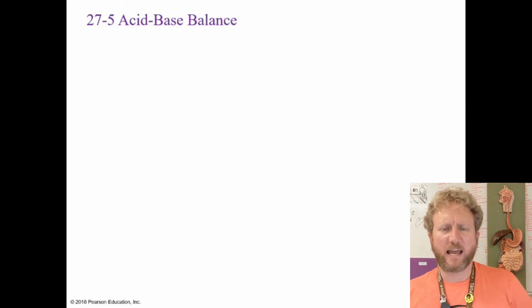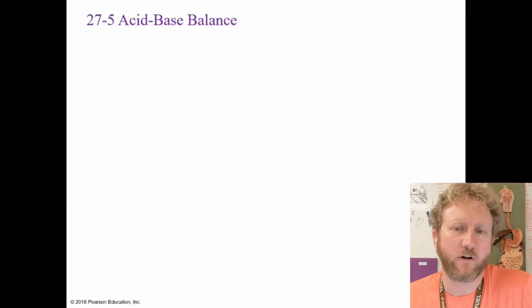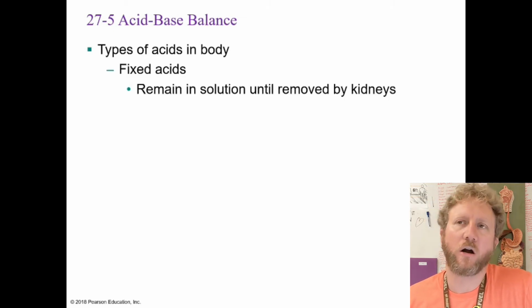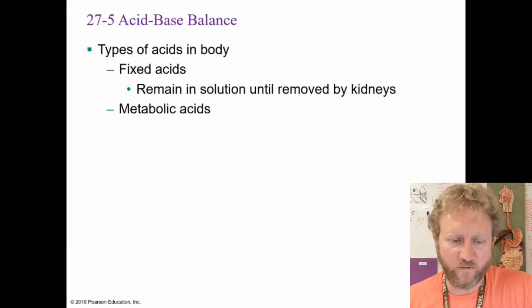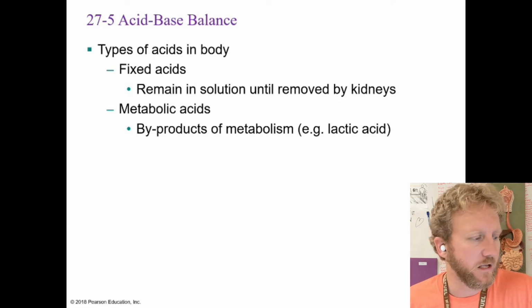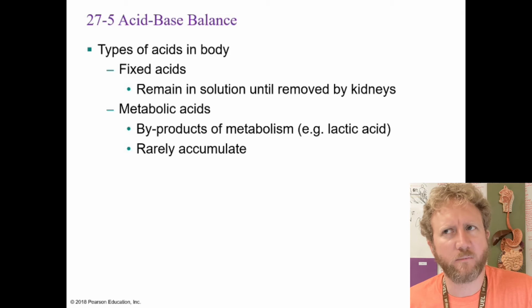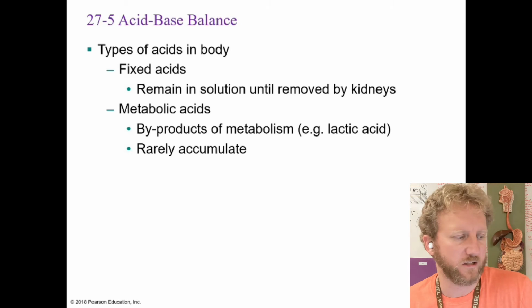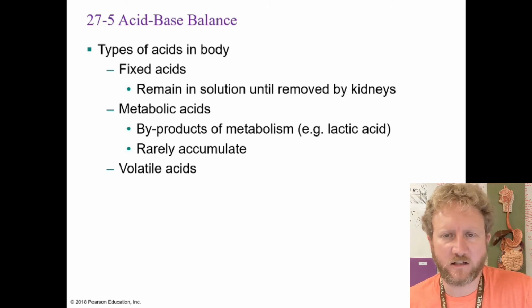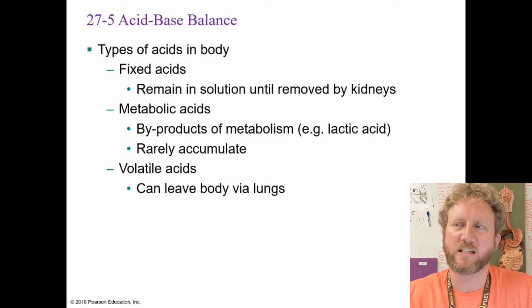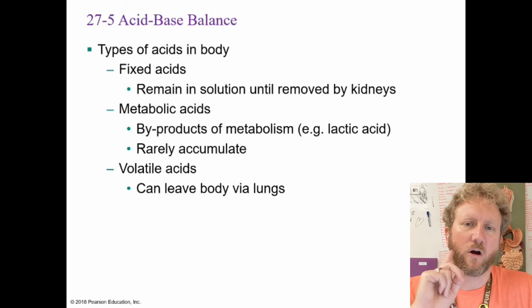All right, so when we're talking about acids, we can talk about 3 different kinds. We can talk about fixed acids, which are acids that remain in solution and have to be removed by the kidneys. We've got metabolic acids, which are byproducts of metabolic activities like lactic acid. These don't really accumulate. They tend to break down pretty quickly. Fixed acids can accumulate, and that's typically what drives the acidosis. We've also got volatile acids, and those are going to leave when you breathe. The main one that we'll talk about is carbonic acid, which has to do with carbon dioxide.